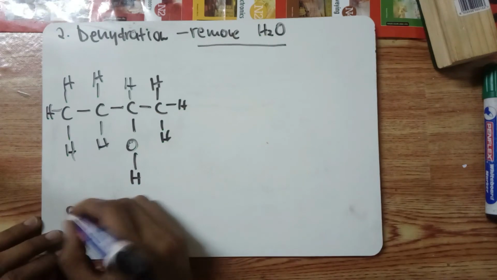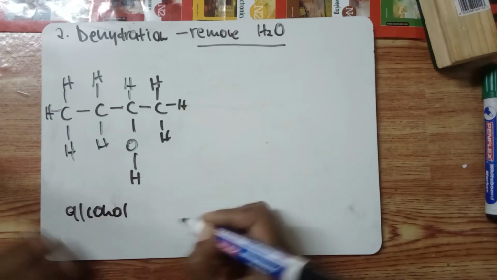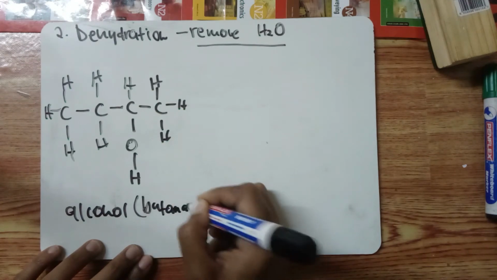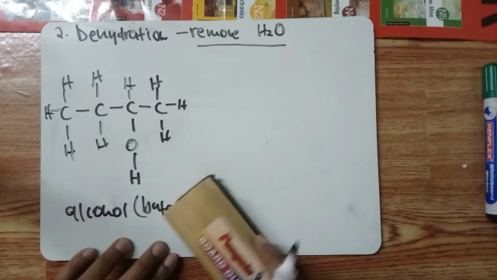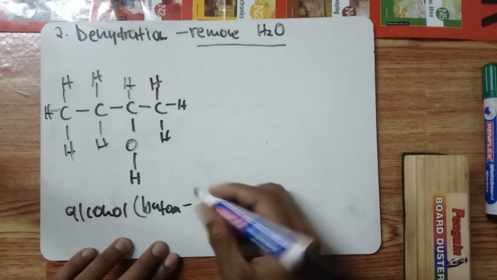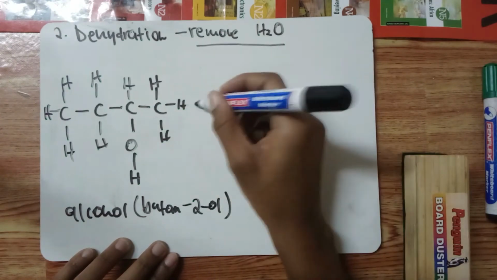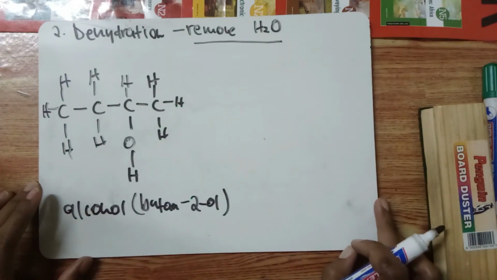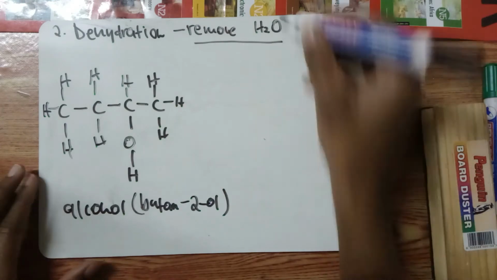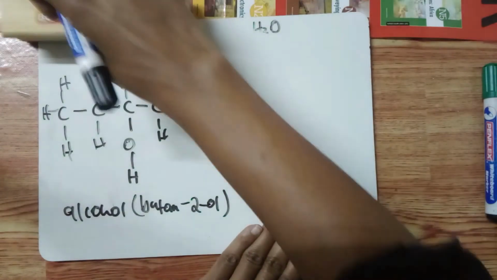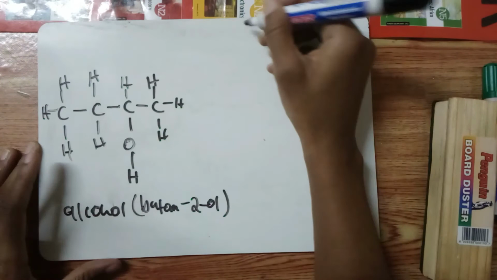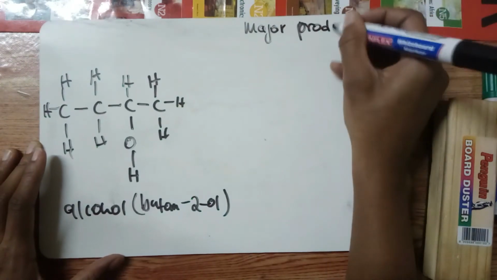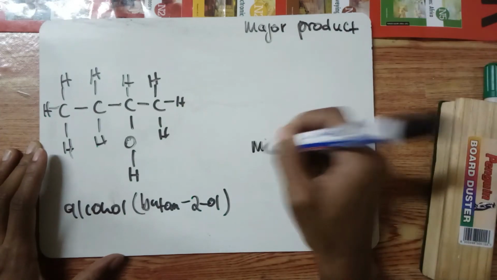So we have an alcohol, which is butan-2-ol. I hope by now you know how to actually name these alcohols, butan-2-ol. And then we are removing hydrogen. So we're removing a water molecule. So remember, still in this case, we can form major and minor products. So we start with a major product using that rule, and a minor product.